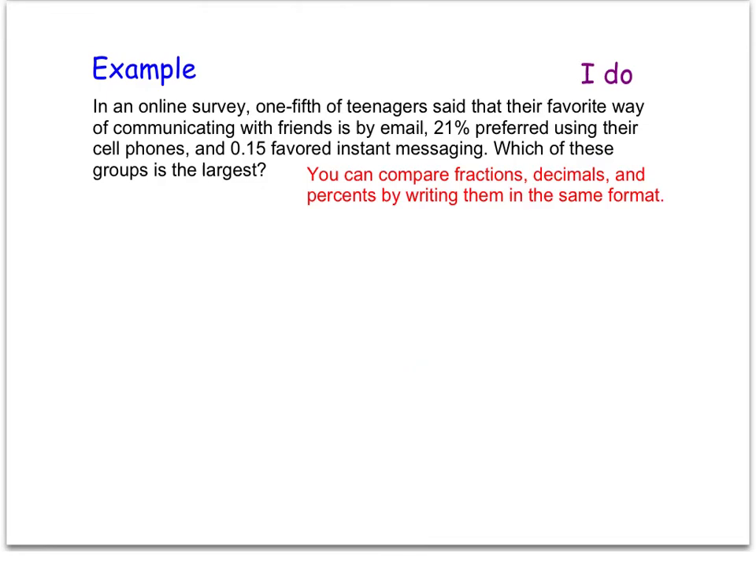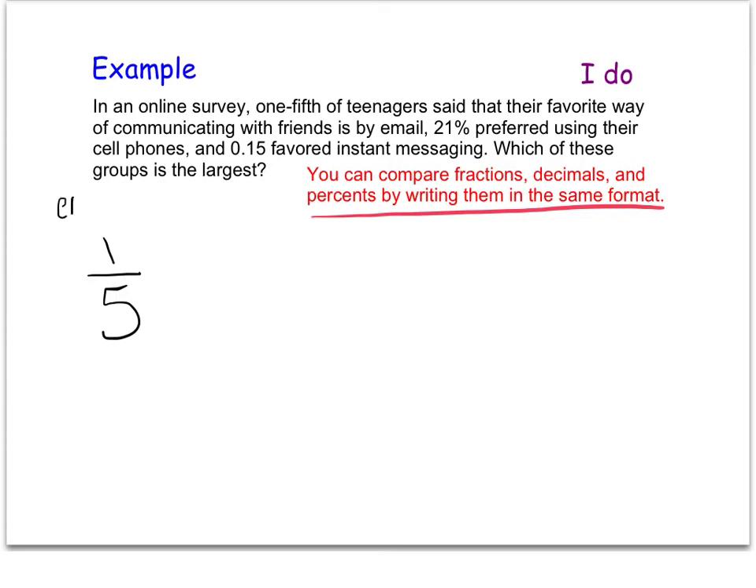Here's another type of question. In an online survey, 1/5 of teenagers said that their favorite way of communicating with friends is by email. 21% preferred using their cell phones, and 0.15 favored instant messaging. Which of these groups is the largest? And then I made a little note over here that we can compare fractions, decimals, and percents by writing them in the same format.